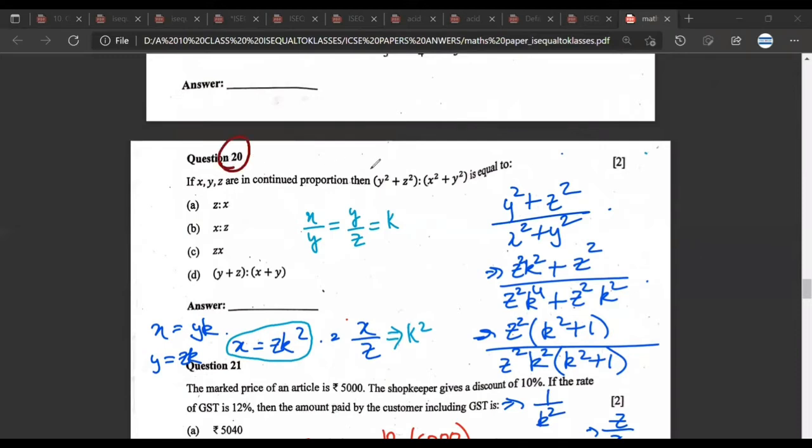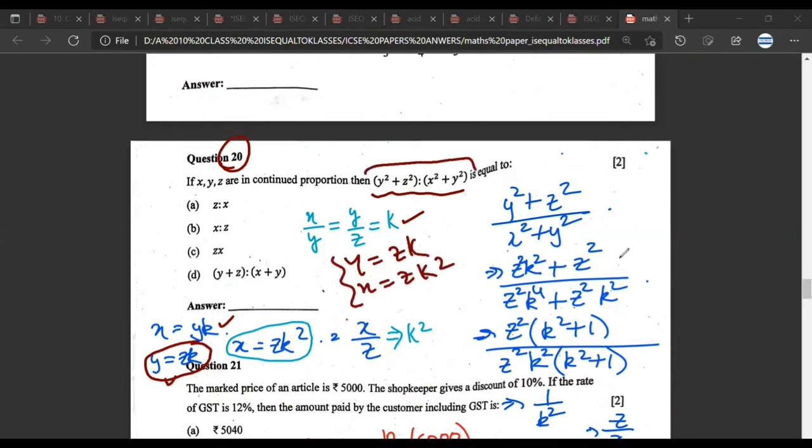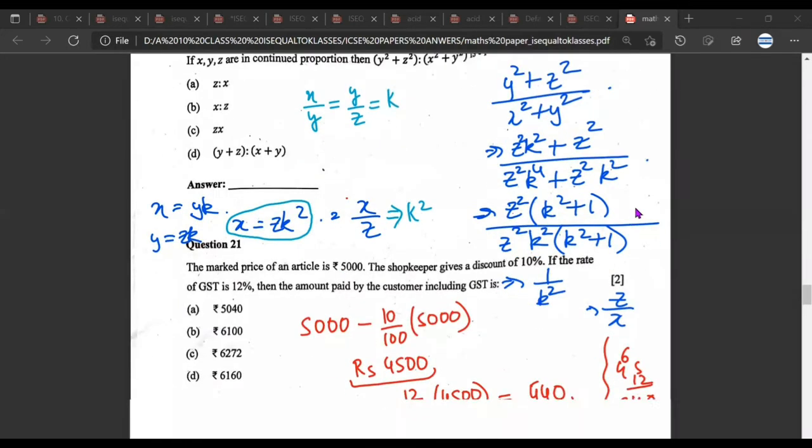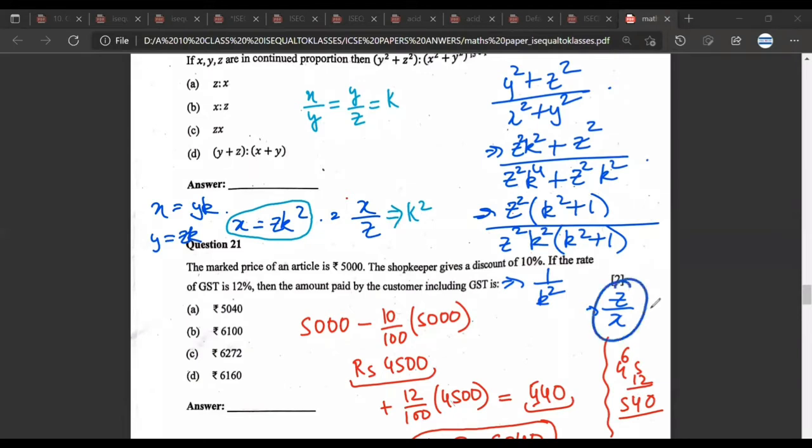Okay. This was a bit tricky, but if you have done Selina problems, this is almost like one of the problems given in Selina. Because they are in continued proportion, x upon y is equal to y upon z is equal to k. I find the value of x and the value of y. Then I get x purely in terms of z and k. So y is equal to zk, and x is equal to zk squared. Basically I'm reducing this expression purely in terms of z and k. This is what I've done here. You can go through the working to understand how this question is done. The final answer would be z upon x.